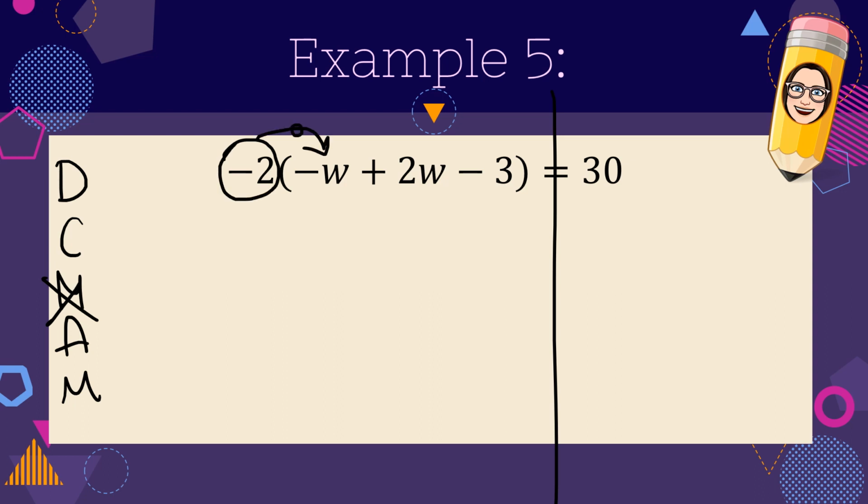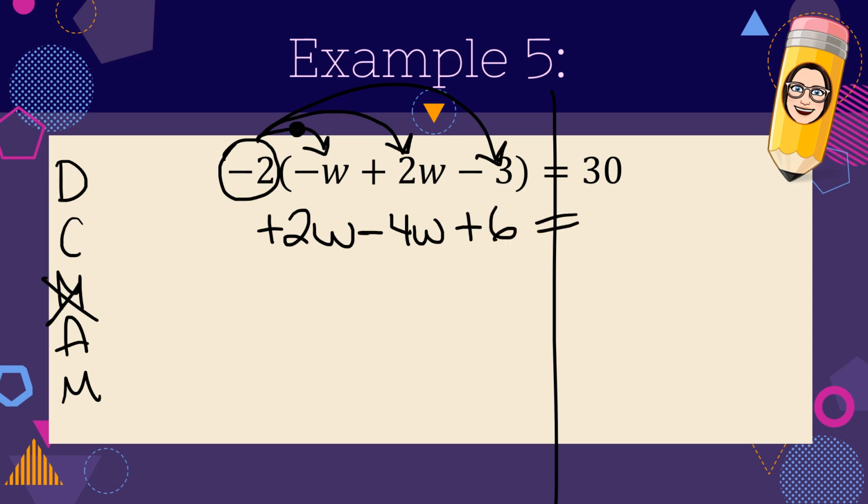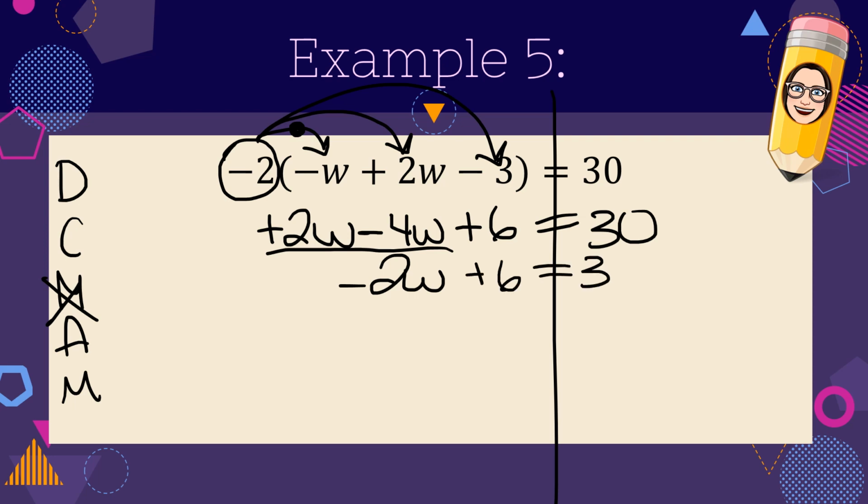But look, I have to distribute 3 times. -2 times -w is +2w. -2 times +2w is -4w. -2 times -3 is +6. Step 2, combine. I have a bunch of w's. If I have 2 w's and I take away 4 w's, I have -2 w's. I didn't use the 6 and I didn't use the 30.